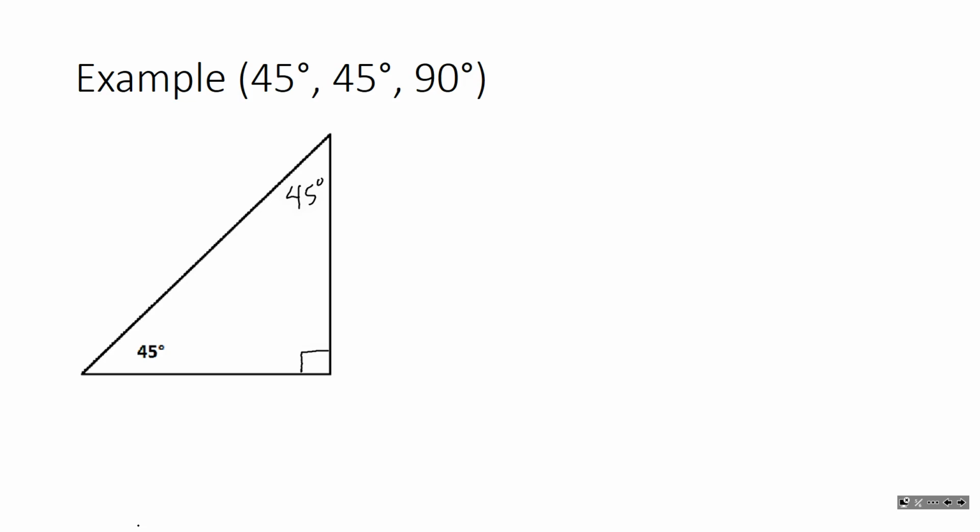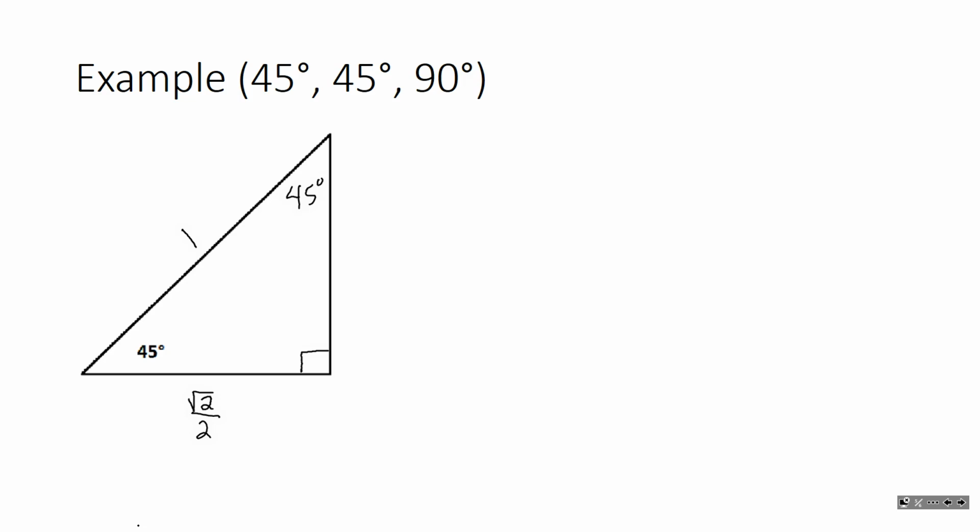Why? Well, the angles in any triangle have to add up to 180 degrees. 45 plus 45 would give 90, and then the other 90 would give 180. So let's do an example here. Suppose that the hypotenuse is 1. Recall, hypotenuse is across from the right angle. And suppose that this leg down here is the square root of 2 over 2.